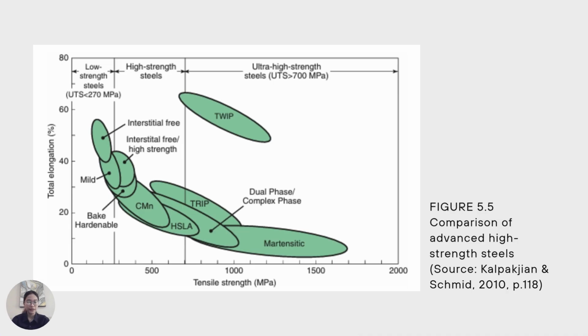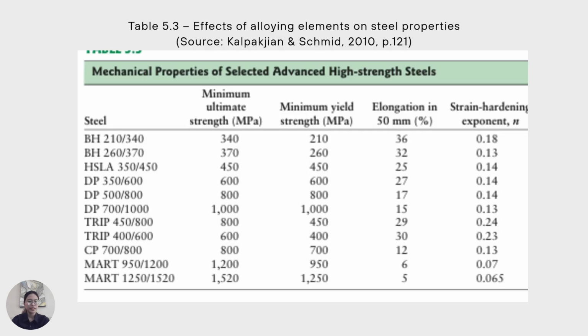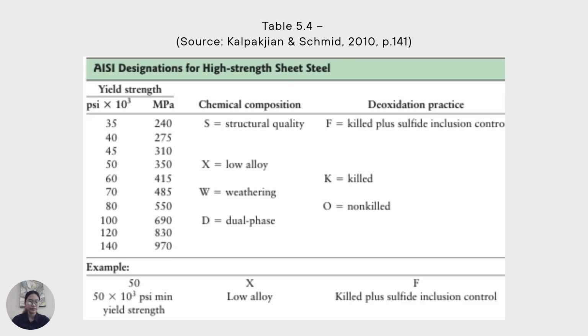Figure 5.5 here is a comparison of advanced high-strength steels. And then here are the mechanical properties of high-strength steels. And then this is for the AISI designation, as I have explained before, but this is for high-strength sheet steel.